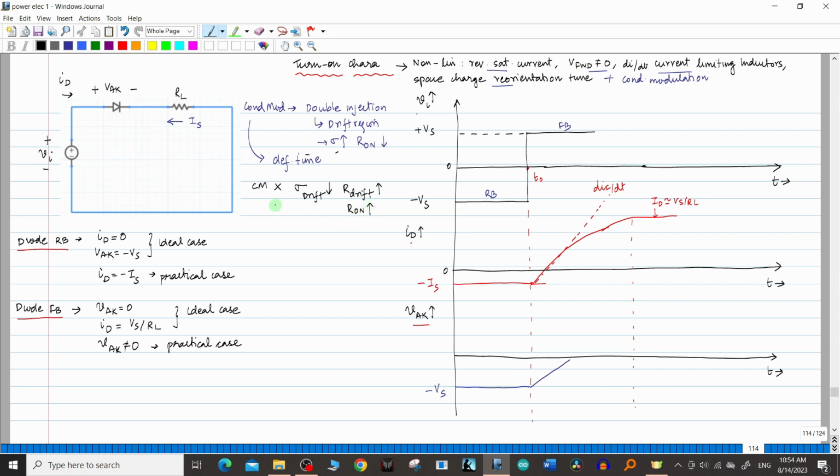Initially, when the conductivity modulation is not fully set up, the drift region has a resistive nature. That means the voltage VAK, I told you, is equal to Vj plus VAK.